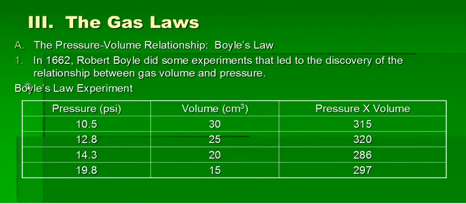Gas laws, we're going to look at some relationships. The first one is the pressure-volume relationship. It's called Boyle's law. This law came about in 1662 when Robert Boyle did some experiments relating volume to pressure, and he had constant temperature on these gases.